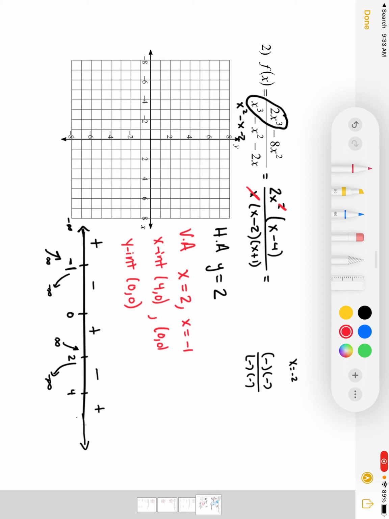So let's plot all of that information. So x equals 2 is a vertical asymptote. And x equals -1 is another asymptote.